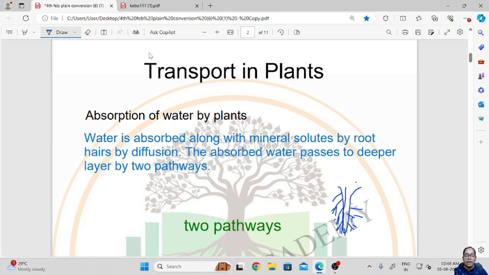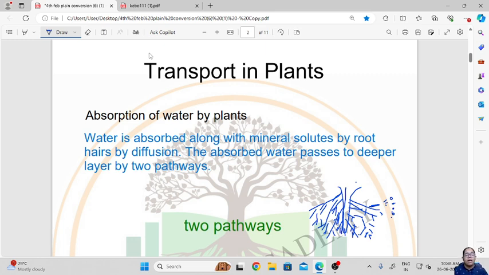So these root hairs will go deep into the soil in search of water. This is how they will be spread inside the soil, so that they can absorb the water, which is very essential for the process of photosynthesis for the plant. So the root hair will absorb the water molecules from the soil. This is how water is absorbed by the plant, through the root hair by the process of diffusion.